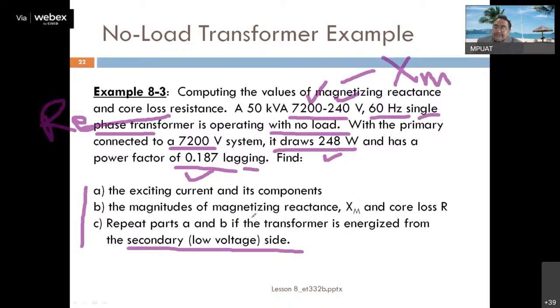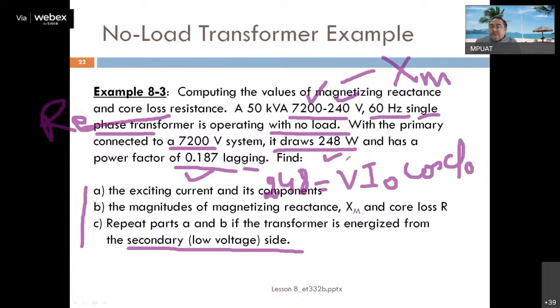Clear? So wattmeter always measures active power. This you have to keep in mind. Wattmeter always measures active power, not the reactive power. So what is the wattmeter measuring? V I naught cos phi naught. That is given as 248. V is 7200, and you are also given cos phi naught, which is 0.187. So can you calculate the no load current? Yes, you can easily calculate the no load current.